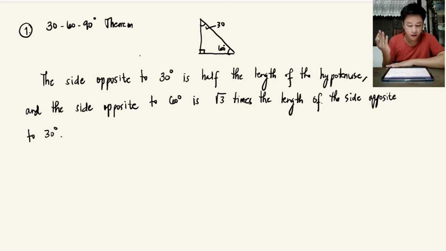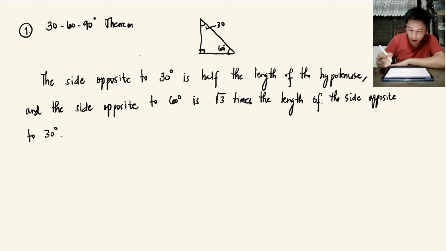It says that the side opposite to 30 degrees is half the length of the hypotenuse, and the side opposite to 60 degrees is square root of 3 times the length of the side opposite to 30 degrees. I'm not going to prove this because it is a result from Euclidean geometry, but we're going to use this theorem in our topic for trigonometry.